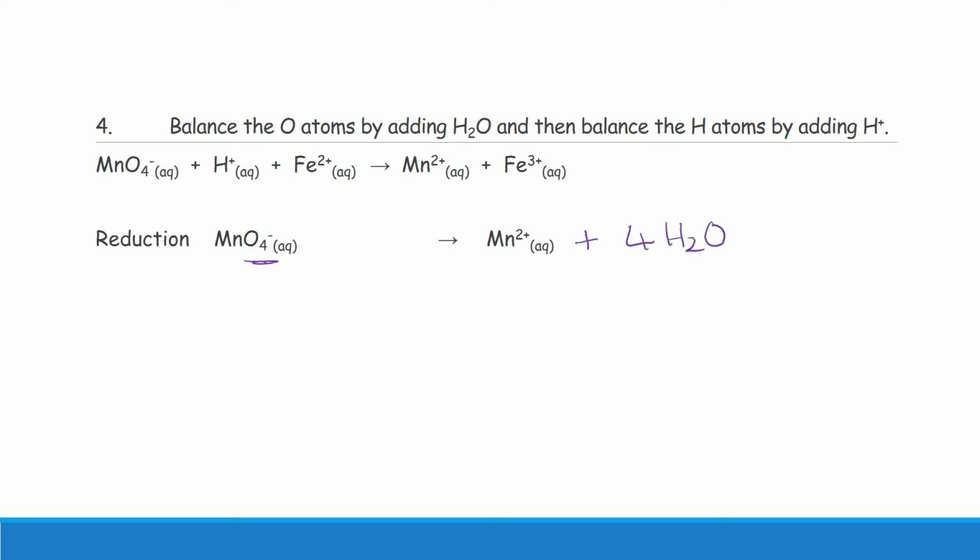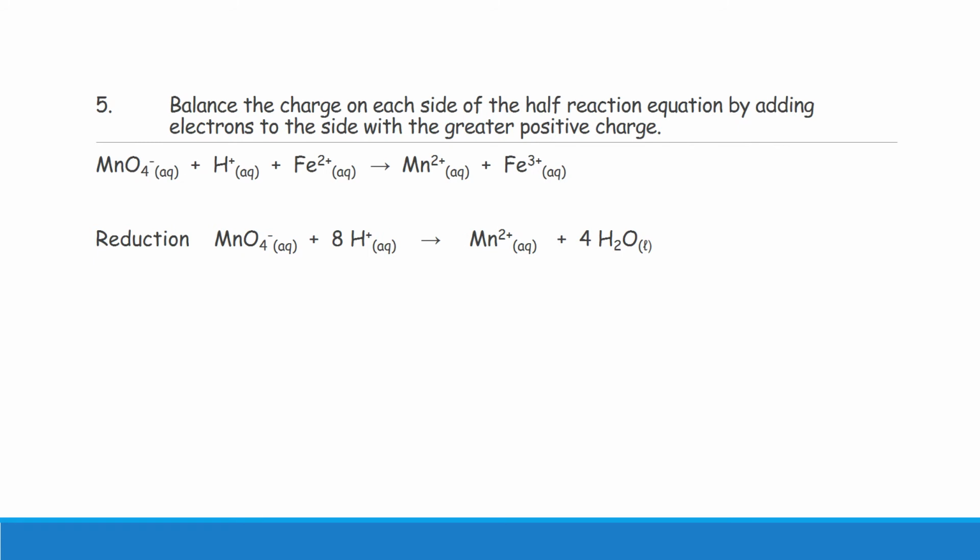Now we balance for hydrogens by adding in hydrogen ions. This side has 4 times 2, which is 8 hydrogens. So to the reactant side we add 8 hydrogen ions. Now that we've balanced our matter, we must balance our charge.